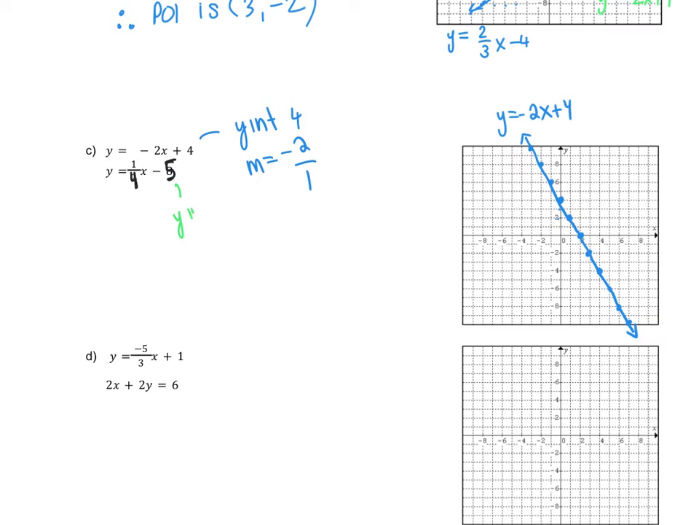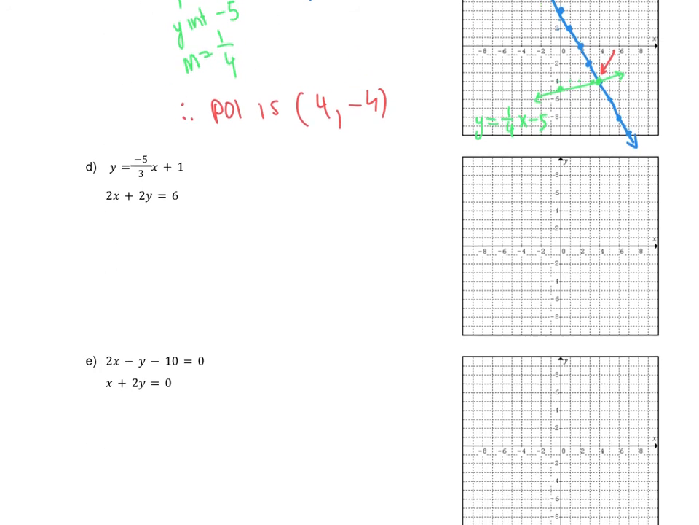For the next equation, our y-intercept is -5 and our slope is 1/4. So here's the -5, and I'm going to go up 1 to the right 4, and I hit my other line right away, so I can stop applying the slope. I'll label my line, and here's the point of intersection. So therefore, point of intersection is the x value is +4 and the y value is -4. So if you did that right, very well done. If you made a mistake, see where that mistake was so that you don't make it in the future.